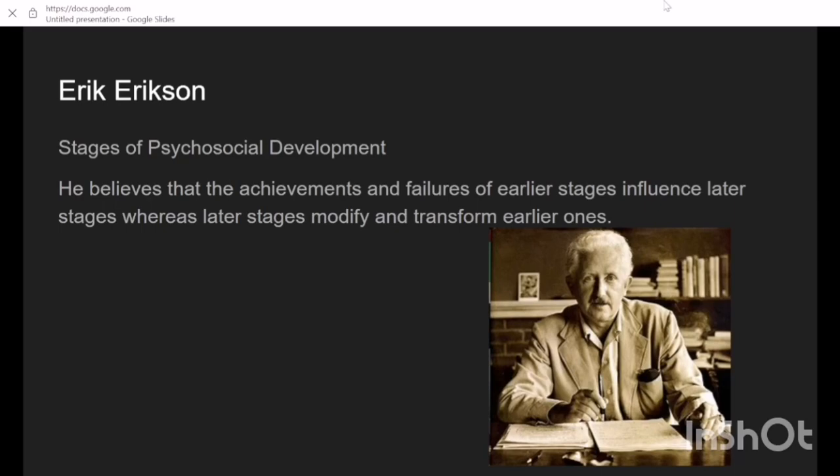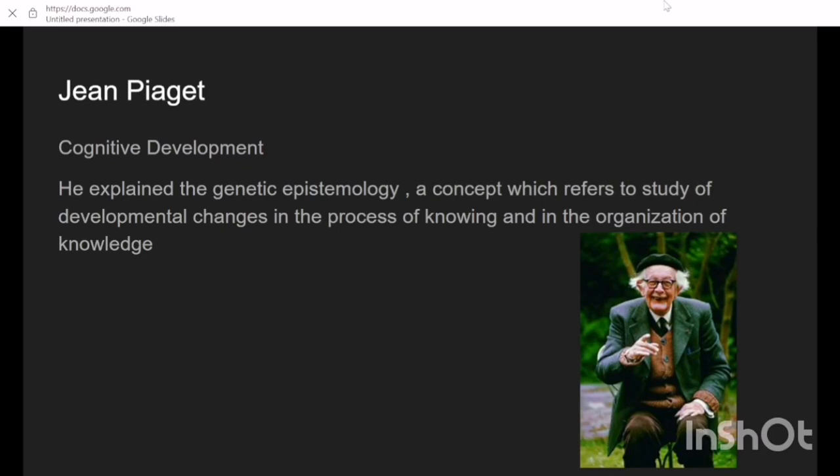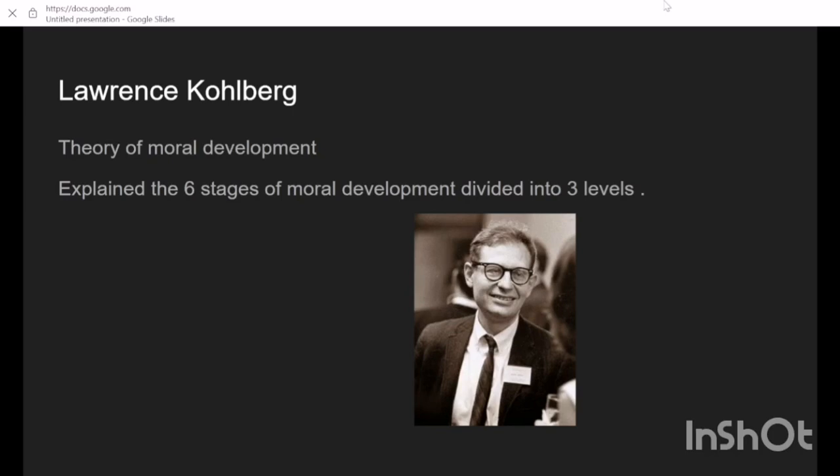Jean Piaget, The Cognitive Development. He explained genetic epistemology, a concept which refers to the study of developmental changes in the process of knowing and in the organization of knowledge. Lawrence Kohlberg, Theory of Moral Development, explained the six stages of moral development divided into three levels.